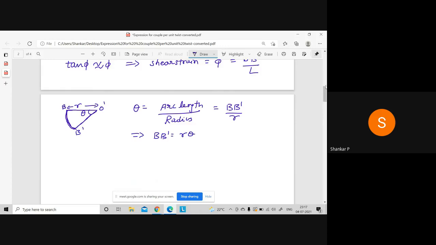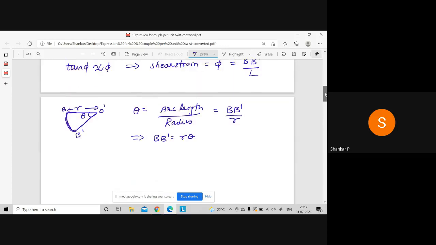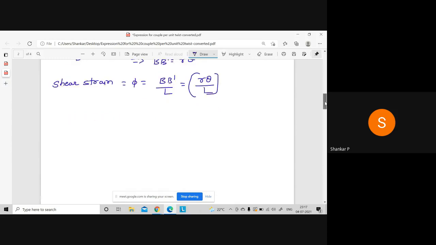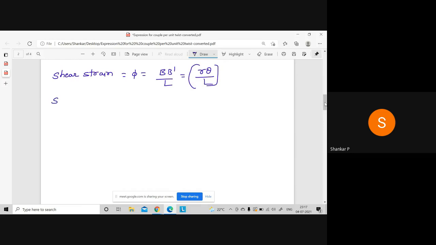Using B B dash equal to r theta in the shear strain formula, the shear strain phi is equal to B B dash by L, which is r theta by L. So phi is equal to r theta by L. Now we know what is shear stress. Shear stress is shear force by area.